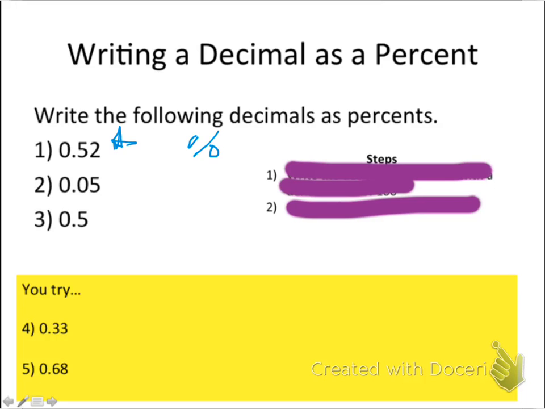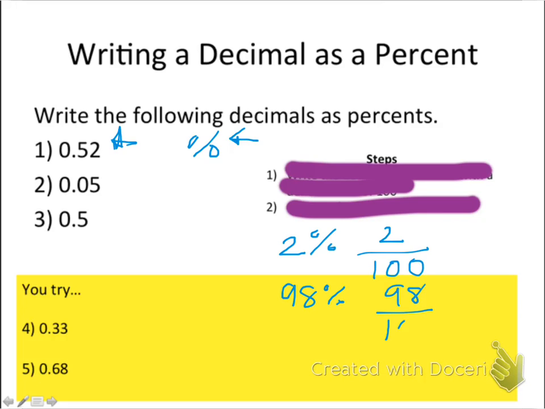Now before we continue, I just want to let you know that anything that's written as a percent means whatever the number is out of 100. For example, 2% means 2 out of 100. Let's say in the last math test you got a 98, a 98%. That means you got 98 points out of a possible 100. So anything as a percent means that number out of 100. So you can write that number as the numerator and 100 as the denominator.